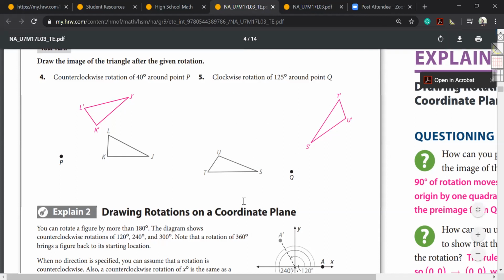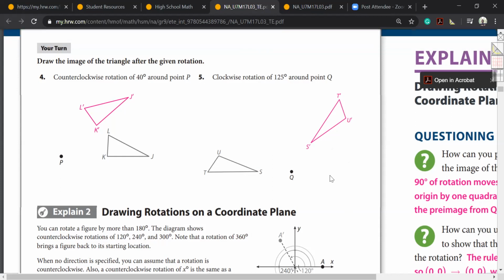Clockwise rotation of 125. I will make a line between the first point and the center of rotation. I will make a line between S and Q. And then I will ask myself, should I put my protractor facing upward or downward according to the direction? Let's see. If it was facing upward, for clockwise, S, I will start reading the measure from here, and 125 will be like this. So I will be moving like this. Is this clockwise or counterclockwise? This is clockwise, so my protractor should be facing upward.